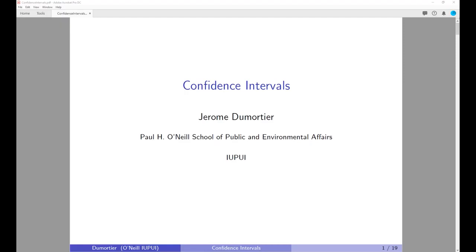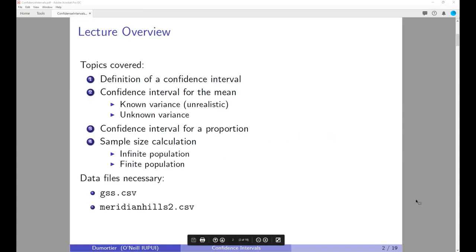Hello, everybody. Today's topic is going to be confidence intervals. In particular, we are going to look at the definition of a confidence interval. Then we are going to see how we can calculate the confidence interval for a mean. And note that we will make the distinction between two cases.